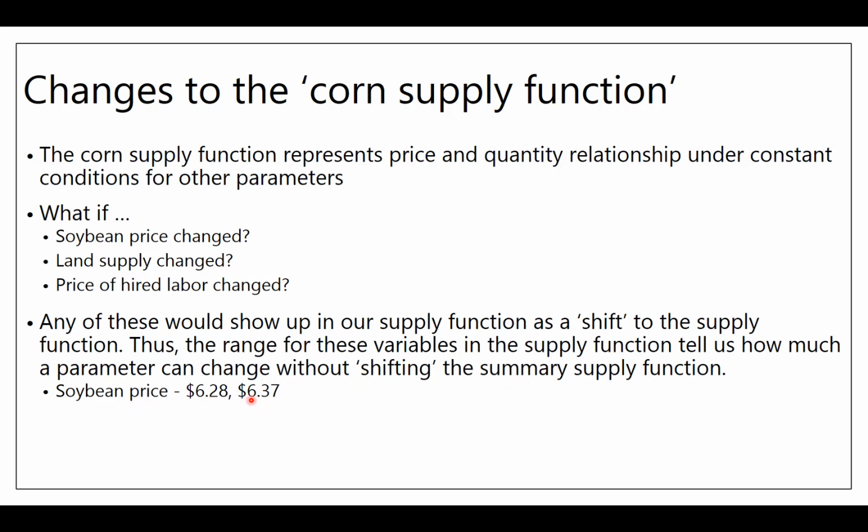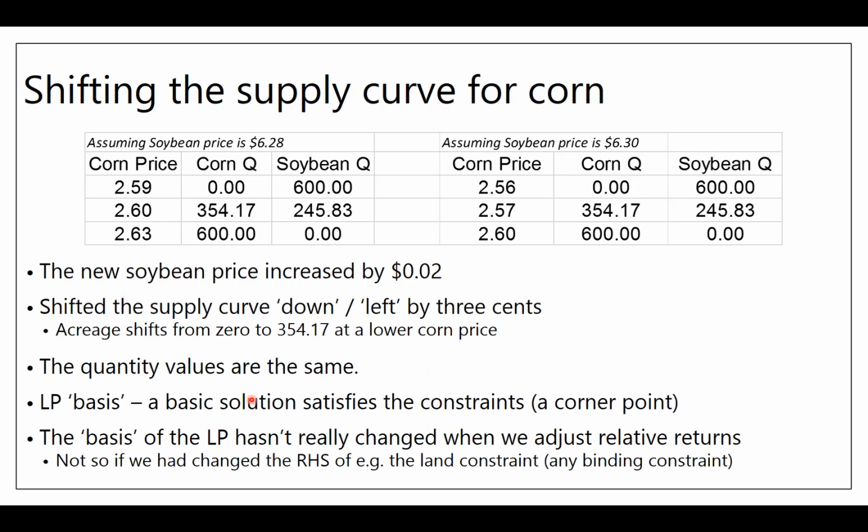Well, between 628 and 637. So we could run those simulations. And so I did a couple of those. So I just changed the soybean price to 628 and the soybean price to 630. Actually, I believe this is 635.